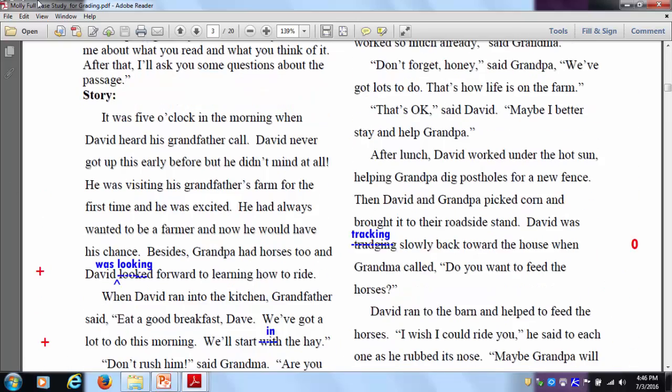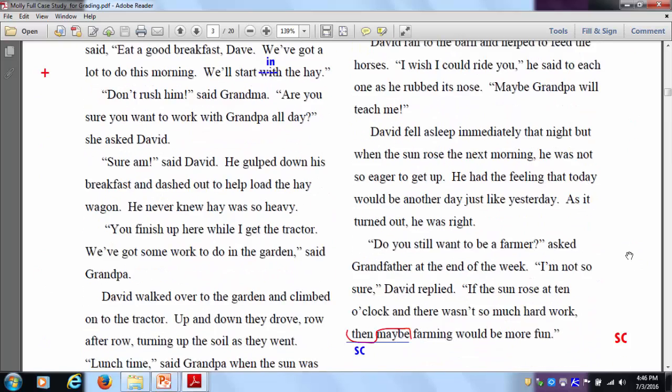This sentence says, "David was trudging slowly back," and this child said, "tracking slowly back." Now that's a miscue that clearly violates the meaning. So we have a 0 for that miscue.